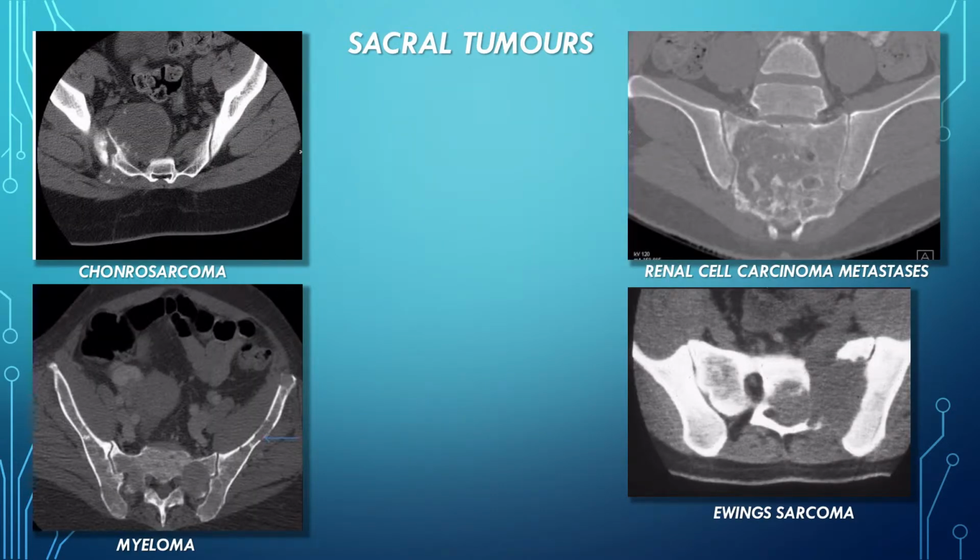We shall now review some sacral tumours. On this slide, in the top left hand corner, we have chondrosarcoma, bottom left hand corner, myeloma, on the upper right renal cell carcinoma metastases, and down the bottom we have Ewing sarcoma, which can be incredibly aggressive.